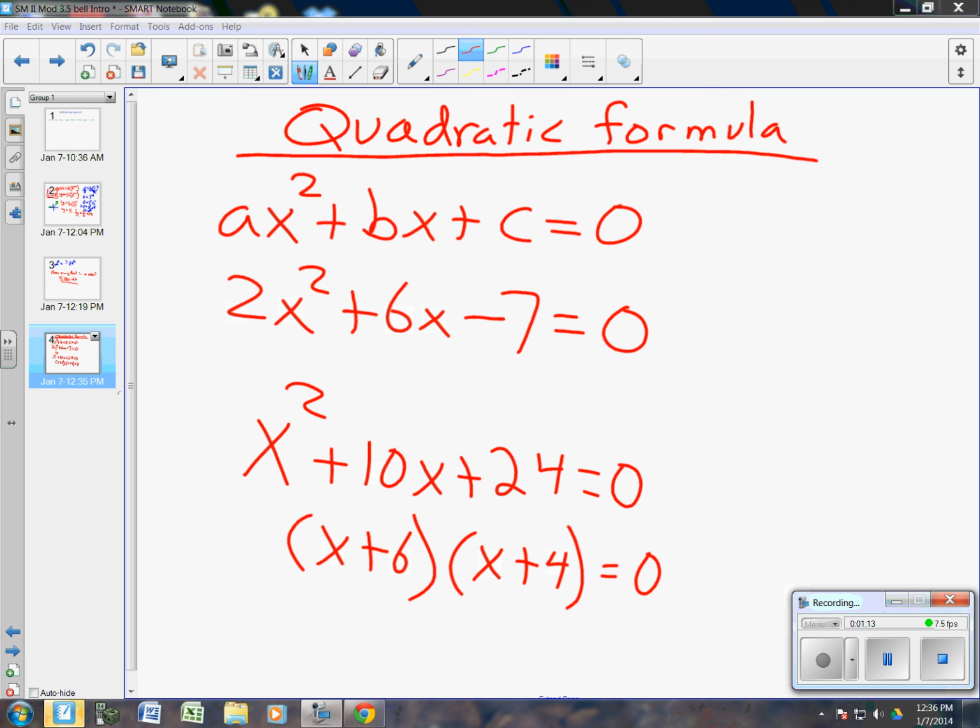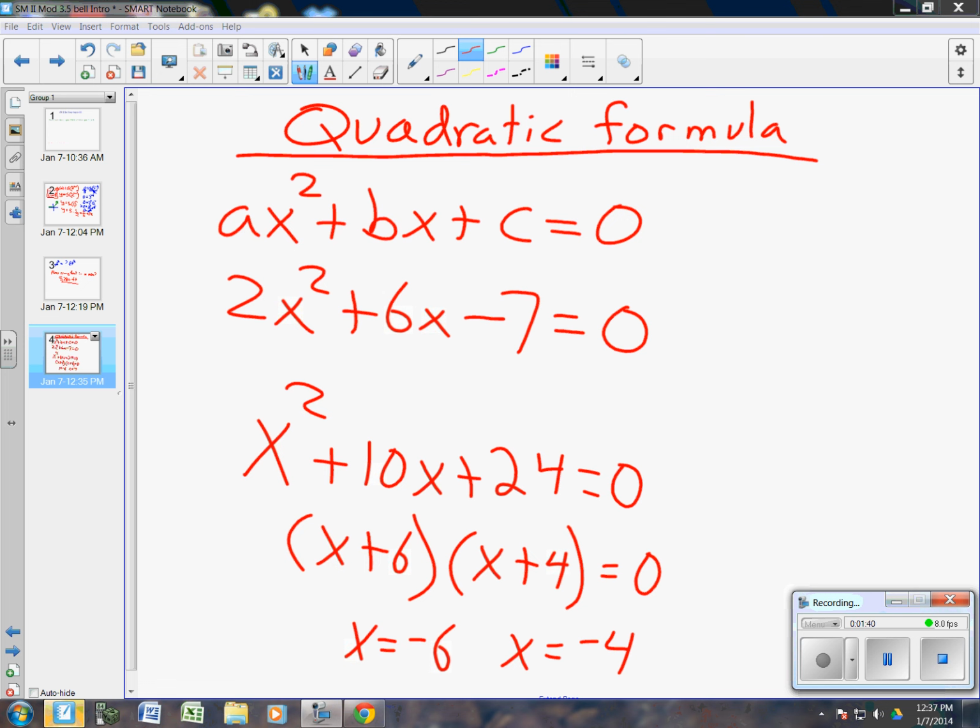And you guys actually just did a problem like this on your assignment, where I gave you a problem that was kind of like this. It was factored form. And you put 0 in over here, and you had to solve it. Remember, all you had to do is say, what number can I put in for x plus 6 and get 0? Negative 6, right? And on this one, negative 4, right? And so the x-intercepts were negative 6 comma 0 and negative 4 comma 0. And we solved some problems like that.